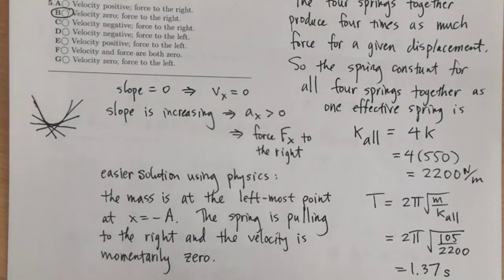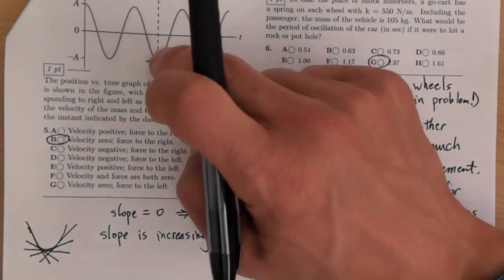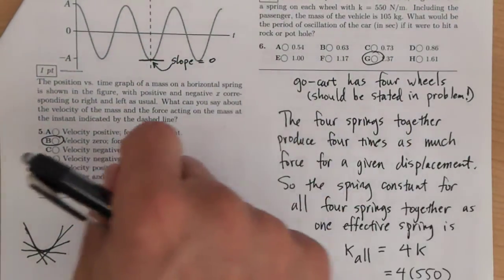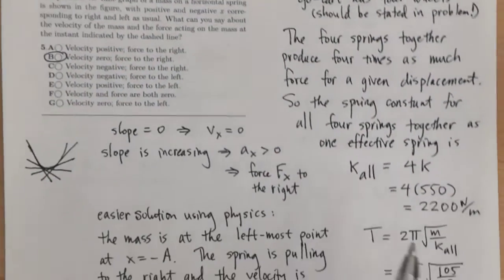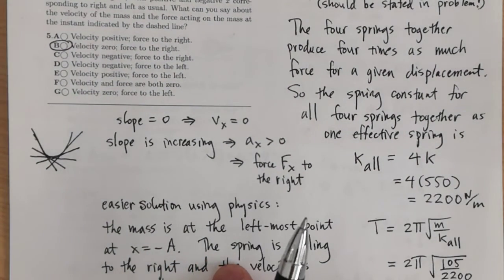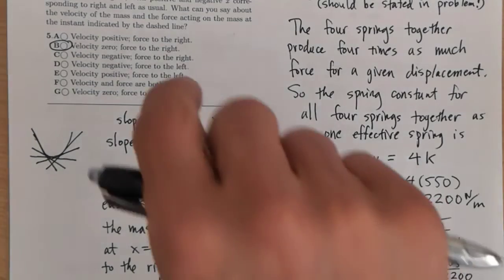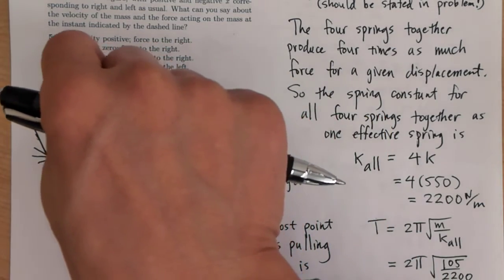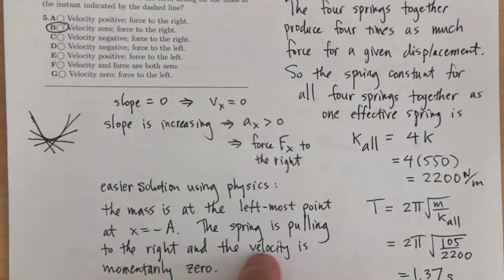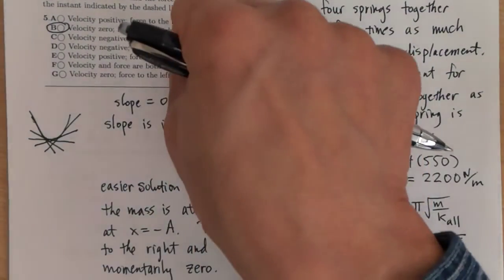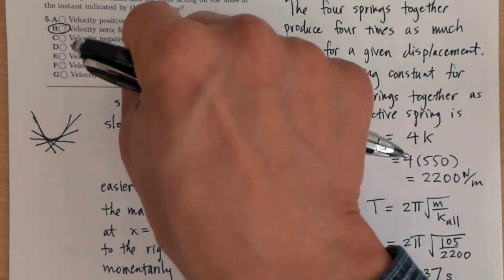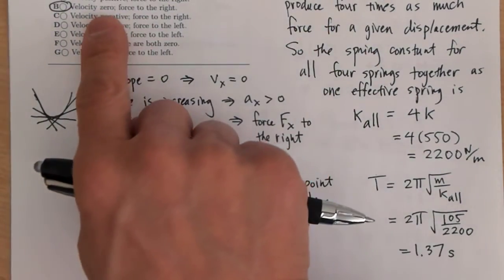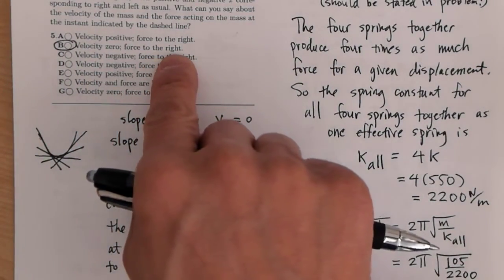Okay, we can do this without all this math, though. Easier solution using physics. The mass here at this time is at negative A, so it's oscillating like this. At negative A, it's way over here to the leftmost point. All right. The spring must then, if it's at the leftmost point, be trying to pull it to the right. So the force is to the right. And at the leftmost point, it's at an extreme value, so it's turning around, and the velocity is momentarily 0. So that's how we can figure out the velocity is 0, the force is to the right.